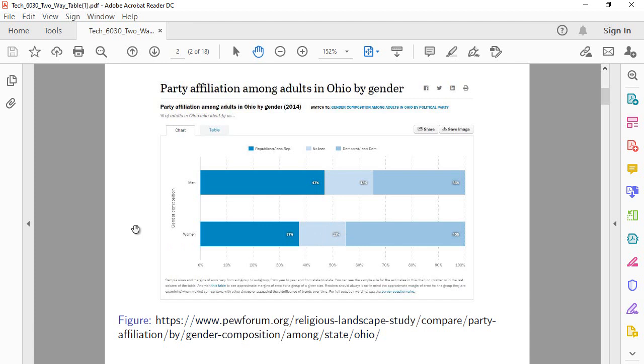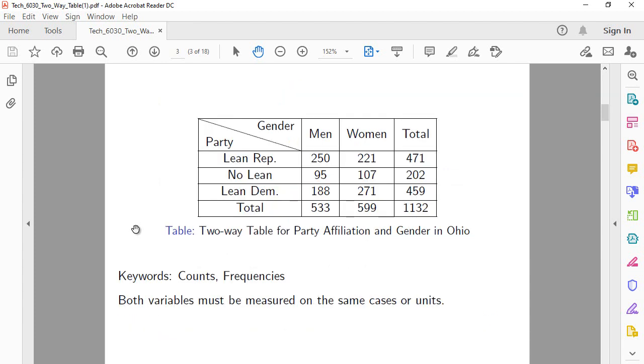So in this study, what are the variables of interest? Well, there are two variables that we are looking at here. One of them is gender, and the other one is party preference or party affiliation. We can express this study in a table, and here is the table for the study. This is a table of counts or frequencies.